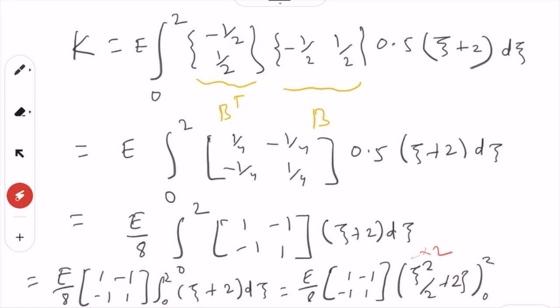So, 2 times 2 is 4, divided by 2 gives 2 here, plus 2 times 2, so 4 plus 2 equal to 6, minus 0. So this becomes 6, and it becomes 6E over 8 times [1 -1; -1 1]. The value of this integration we know is 6. So we have calculated, and found that this value is coming to be 6.